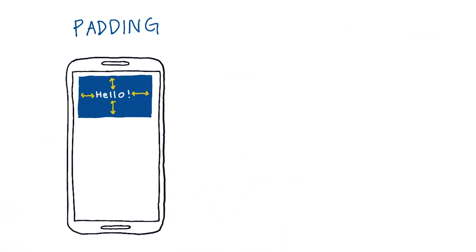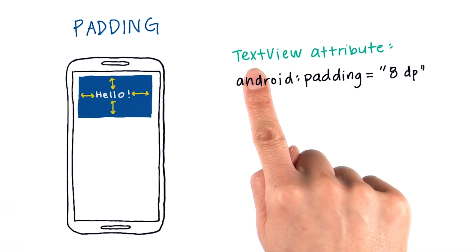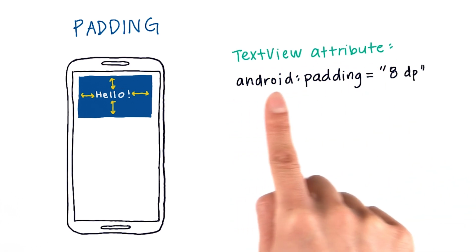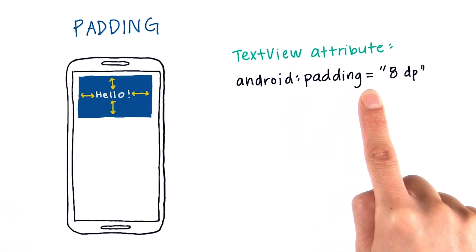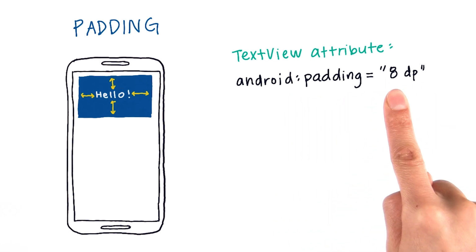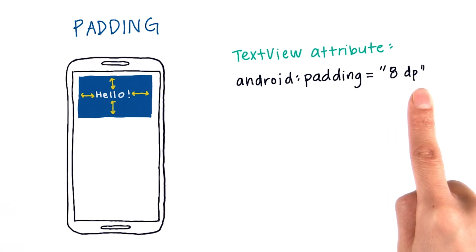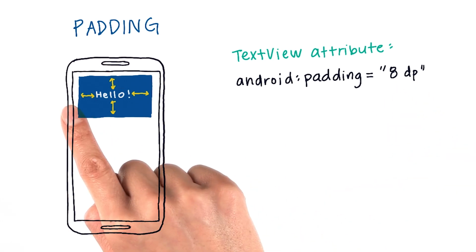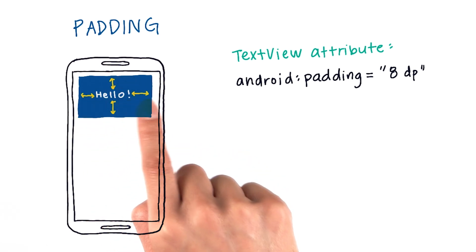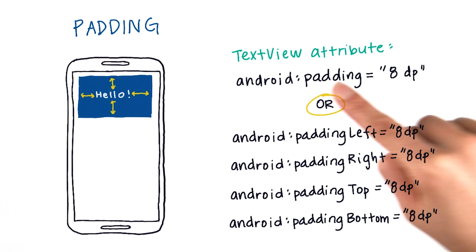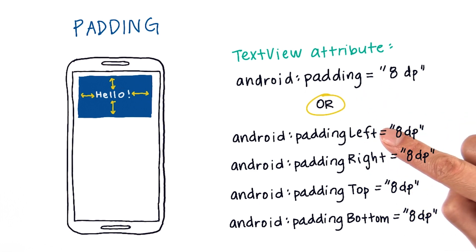Here's the code for displaying padding on a view. On the text view XML element, you would declare a new attribute that says android:padding equals, and then 8 dips in quotation marks. You can choose whatever size you want for the padding, as long as it's a dip value. When we specify 8 dips of padding, it adds 8 dips to the left, top, bottom, and right edges of the text view.